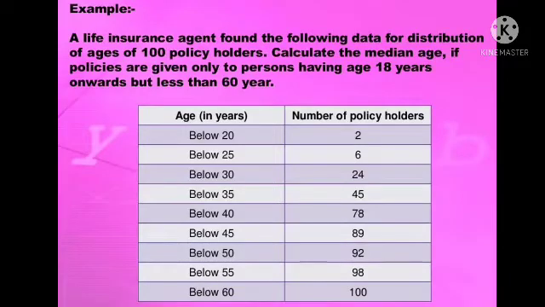Example: a life insurance agent found the following data for distribution of ages of 100 policyholders. Calculate the median age, if policies are given only to persons having age 18 years onwards but less than 60 years. Look at the table carefully.